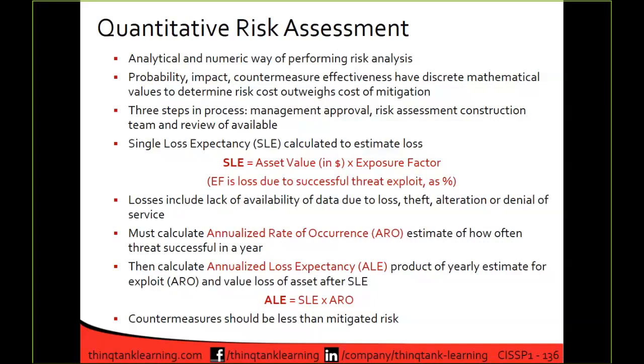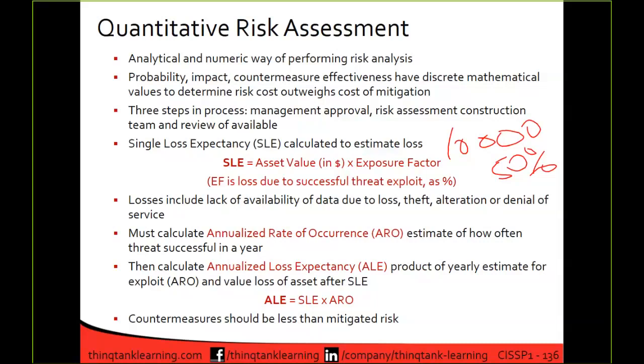So that's why I'm saying, even though we're using this discrete mathematical quantitative assessment process, there's a qualitative approach to this as well. So let's say that the asset value is $10,000 and my exposure factor is 50%, meaning that when the threat is realized, I lose 50% of the value of that asset. Well, my single loss expectancy in this case is $5,000.